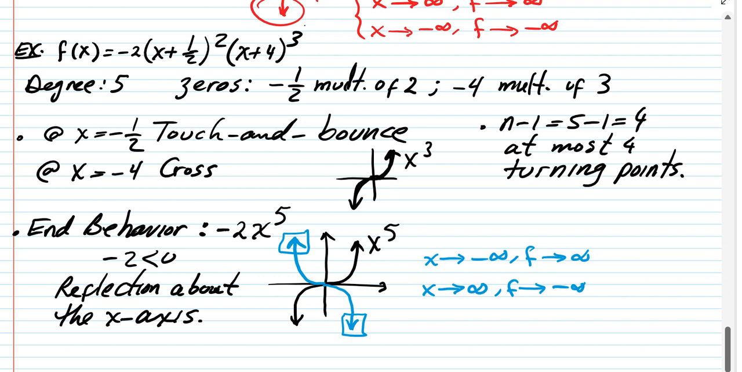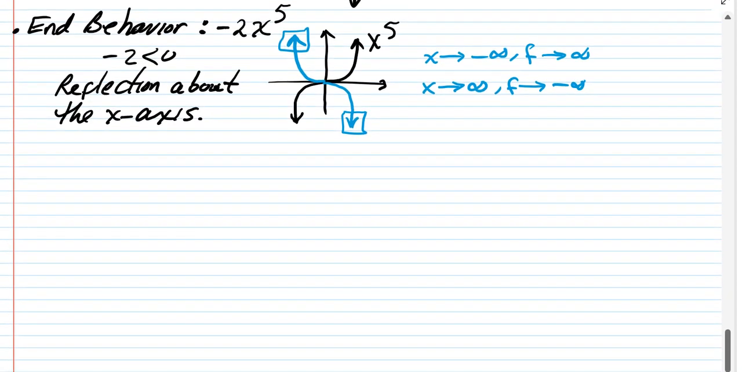All right, and done with this one. Let me just do one more example. I just want to make sure that you're comfortable with what we're doing, because it's so important for your calculus classes. Negative 2 x squared plus 3 cubed.